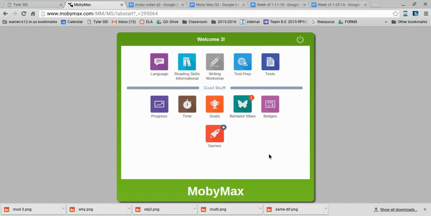A lot of times after I have selected the lessons I want for the quarter, which I usually do over break when I'm looking over all the standards that are going to be used, I log on as a student and I do the lessons myself.